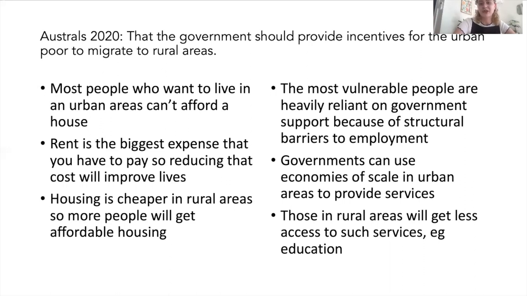Finally, governments can use economies of scale in urban areas to provide services. So again, in the debate, you would probably want to expand on what economies of scale means, but in this situation, it's easier to have 1,000 people treated in one hospital than 1,000 people treated in multiple hospitals across the country. So that's being rounded up there.